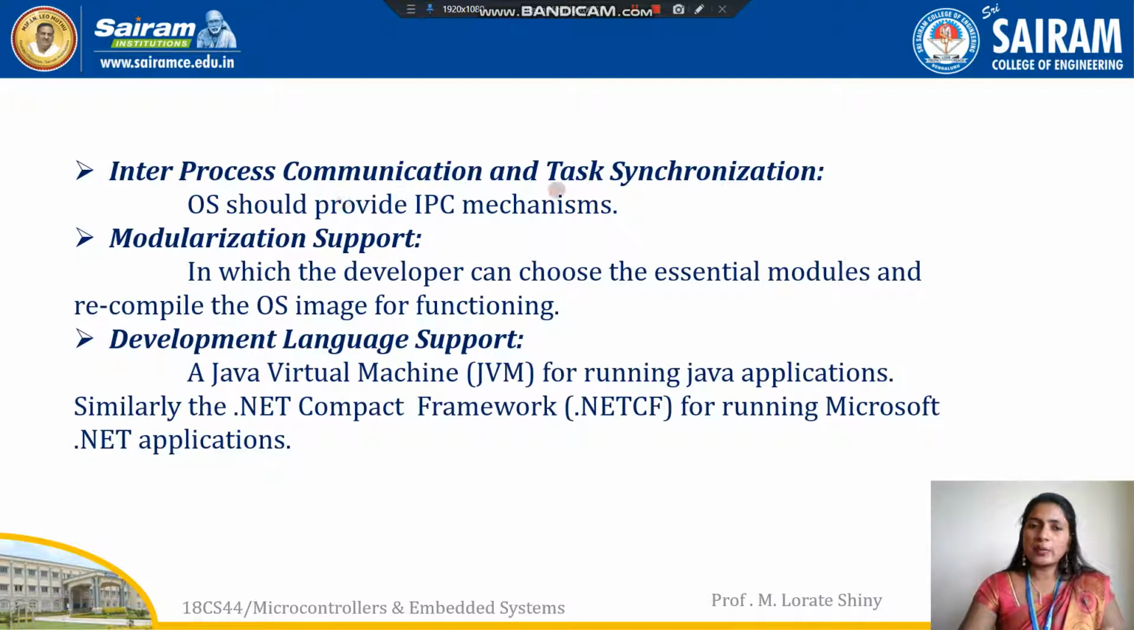Next, inter-process communication and task synchronization. The operating system should provide all the inter-process communication mechanisms, and task synchronization should go smoothly. Next, modularization support. It will be very good if the operating system supports modularization. Modularization is where the user can do some modification in the operating system and recompile a new image of the operating system.